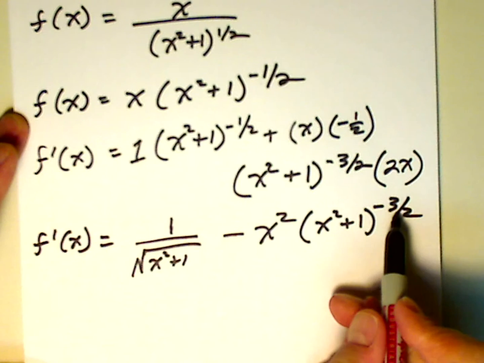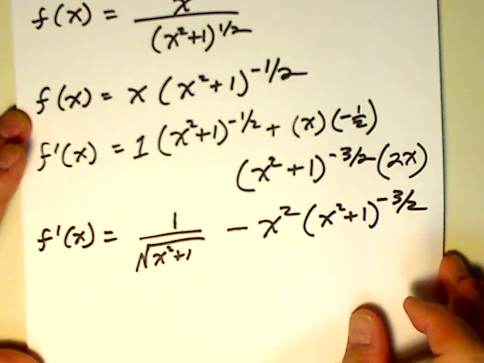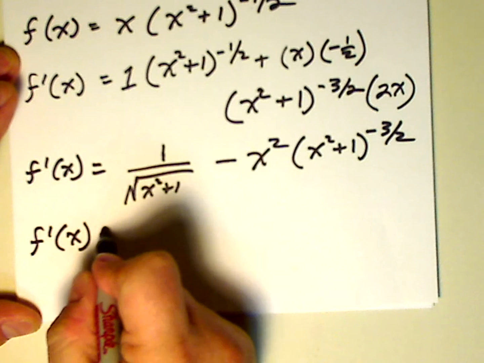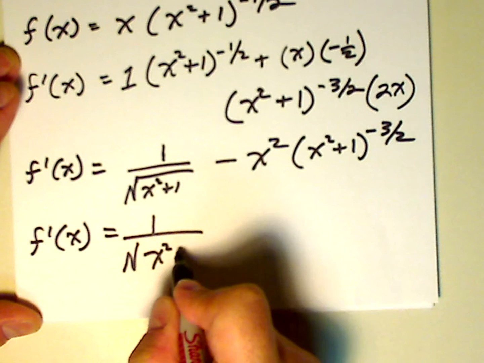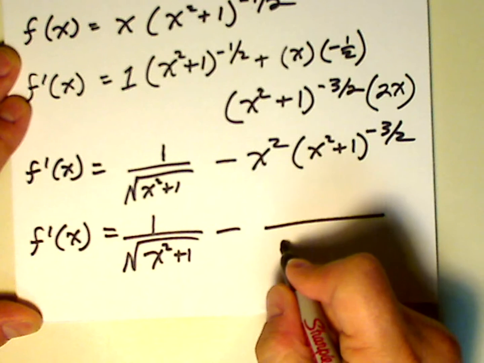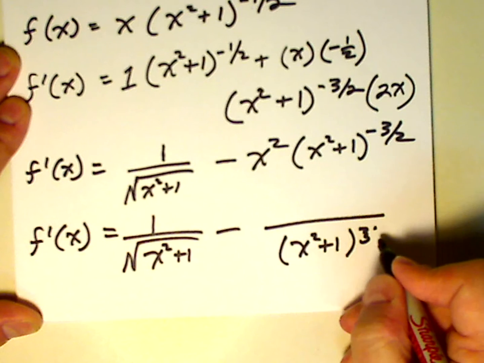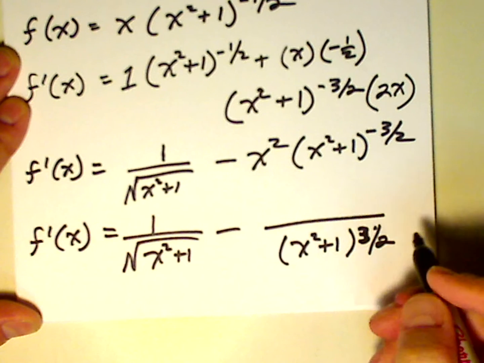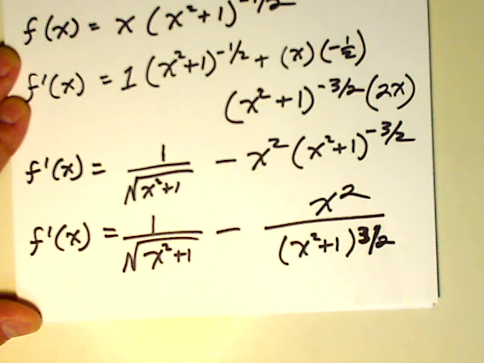Well, this negative 3/2 says put this term, x squared plus 1, in the denominator, so that's what we're going to do now. So f prime x is equal to 1 over the square root of x squared plus 1 minus x squared over x squared plus 1 to the 3/2. That's a pretty lousy looking 3, isn't it? To the 3/2, and we have x squared in the numerator.